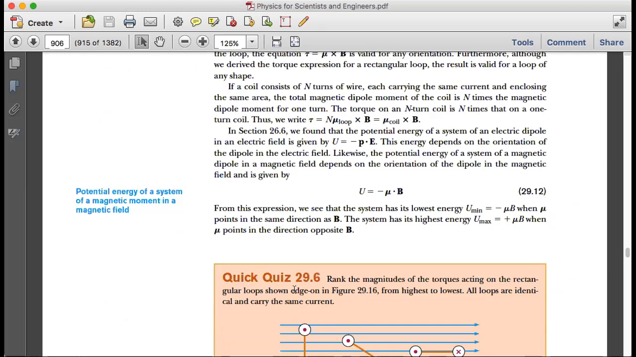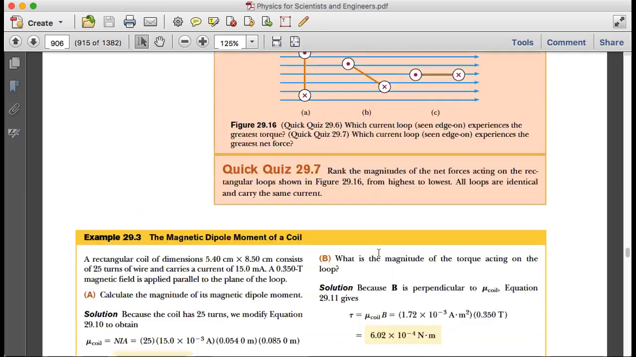Kemudian energi potensial dari sistem. Untuk dipol listrik itu adalah minus p dot E, di mana p di sini adalah momen dipol elektrik. Sedangkan untuk yang magnetik tinggal diganti saja, energi potensialnya adalah minus mu dot B, di mana mu adalah momen dipol magnetik dan B adalah medan magnetnya.